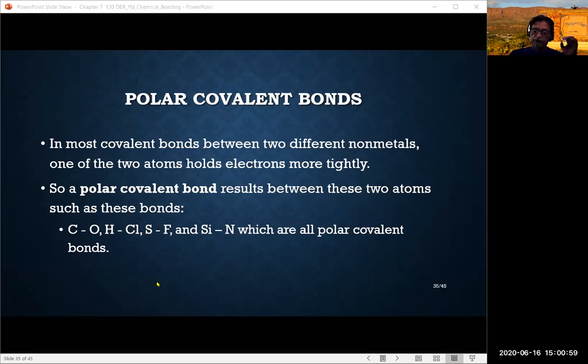So such bonds like carbon and oxygen, hydrogen and chlorine. Notice I didn't say carbon, hydrogen and chlorine. Sulfur and fluorine, silicon and nitrogen. All of these have polar bonds. Polar covalent bonds.